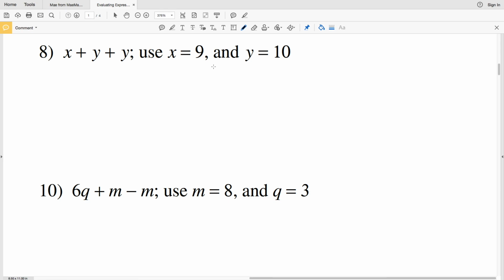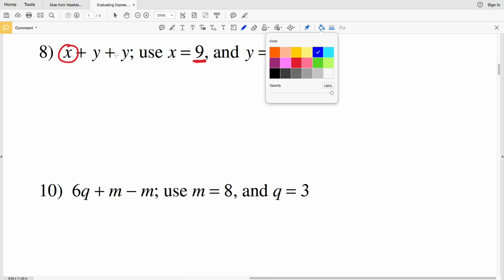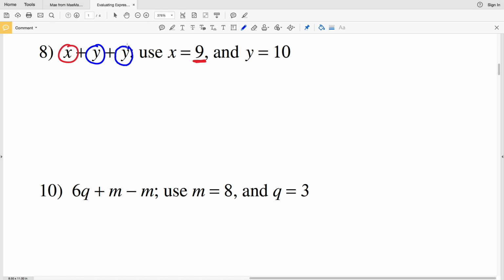Number 8 also introduces something new to us. Let's look at it. We have x equals 9, so we're going to plug 9 in for x in the expression. However, we have 2 y values now. We have y and y, but both of those are the same value of 10. We just have 2 of them now.